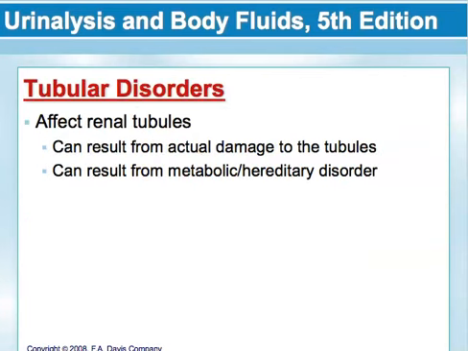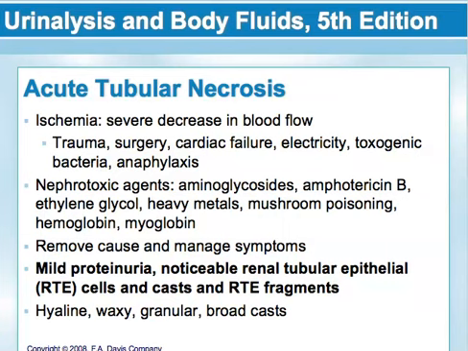Okay, moving into the tubular disorders. These are disorders that affect the renal tubules, either by actual damage to the tubules or by a metabolic or hereditary disorder. The first one is acute tubular necrosis. This is a major disorder associated with damage to the renal tubules, both the distal and the proximal, which is caused either by ischemia, which is decreased blood flow causing lack of oxygen in the tubules, or by the presence of a toxic substance in the urinary filtrate.